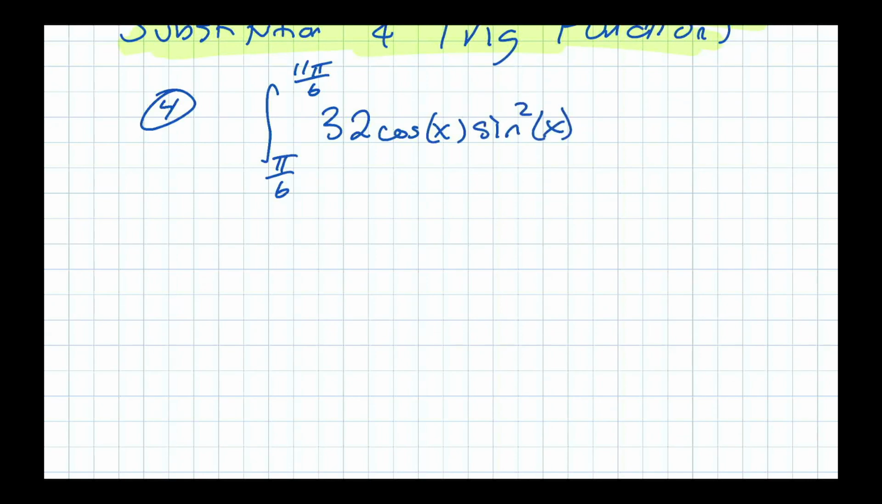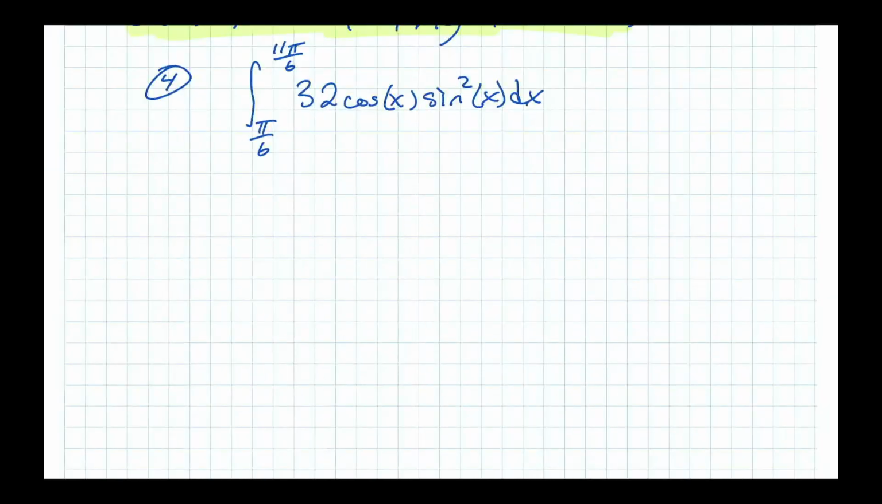All right, so this integral is, so this is, are we on problem 4, I guess? Integral pi over 6 down here, 11 pi over 6 up here, 32 cosine x sine squared x dx. Okay, and so what you have to think about here when you're trying integration by substitution is, first of all, you need to know that you need integration by substitution.